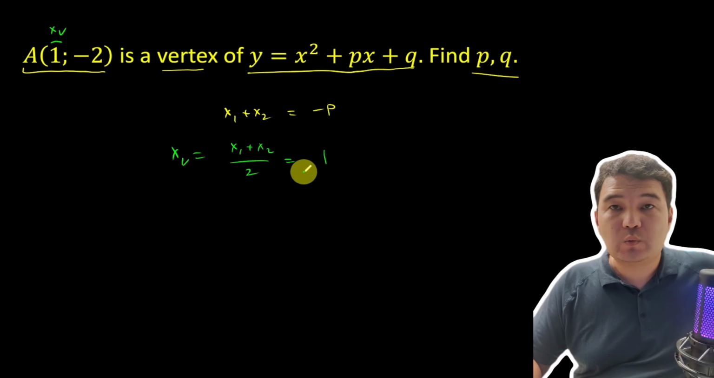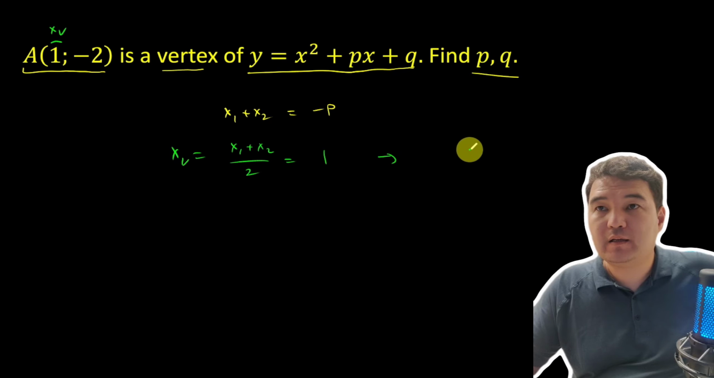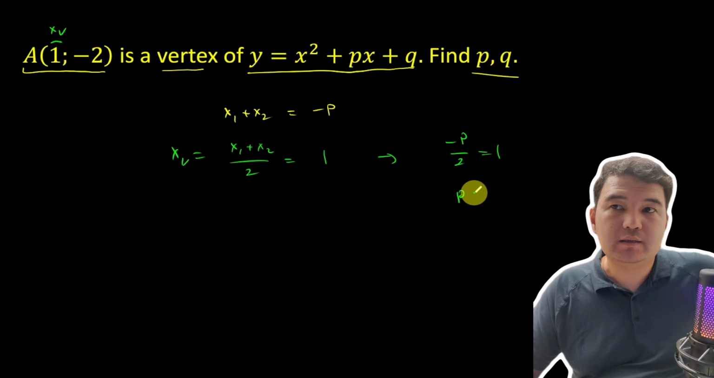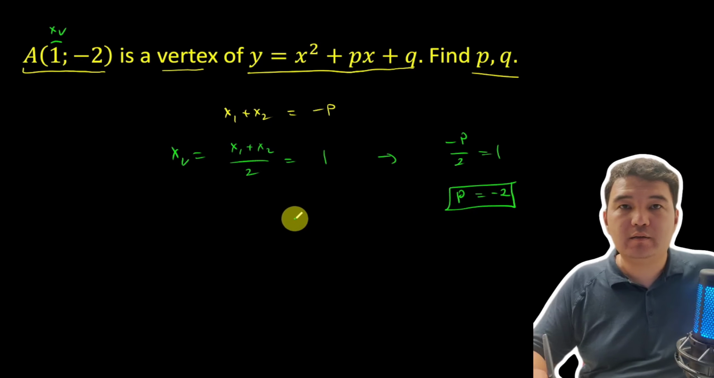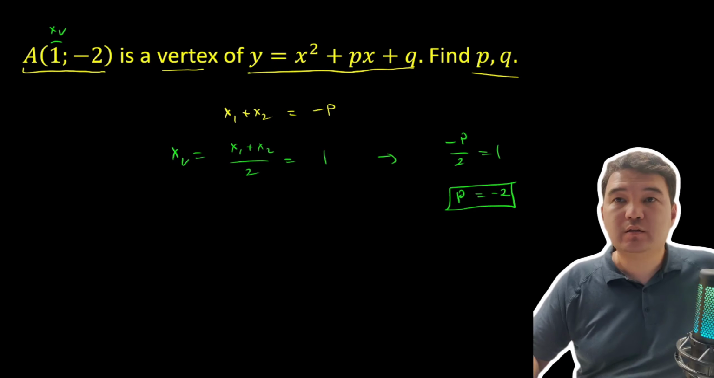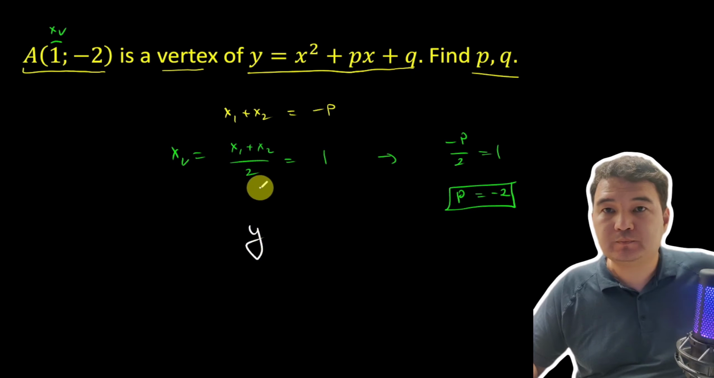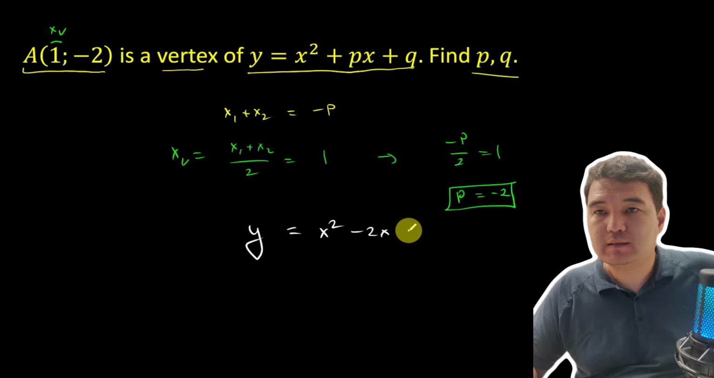Since we know that the sum of x1 and x2 is negative p, we get negative p over 2 is 1, or p is negative 2. So we know the value of p, which means the function looks like y is equal to x squared minus 2x plus q.